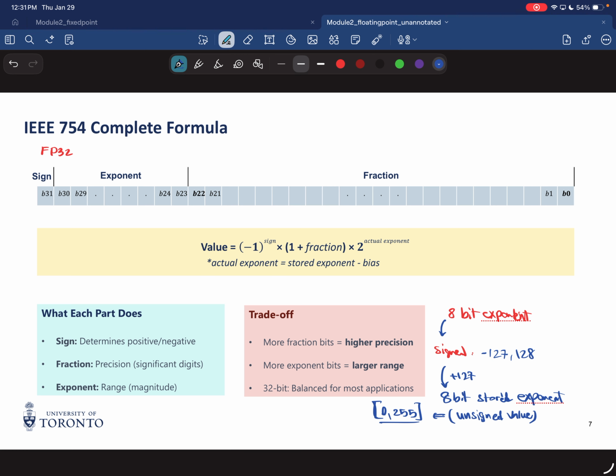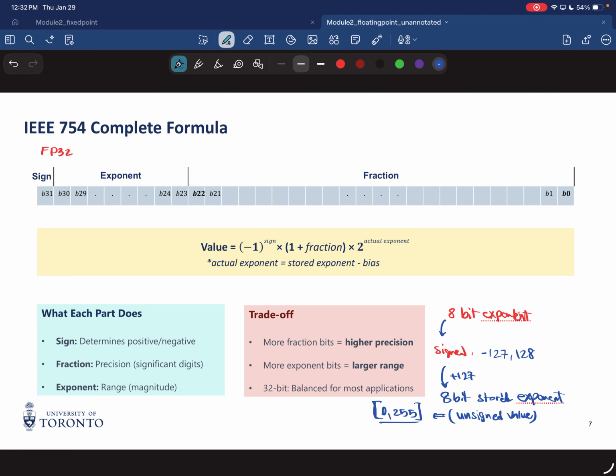Please. How can we get something like 0.5 if we can't get negative exponents? We'll see. I'll show you how in an example, okay?